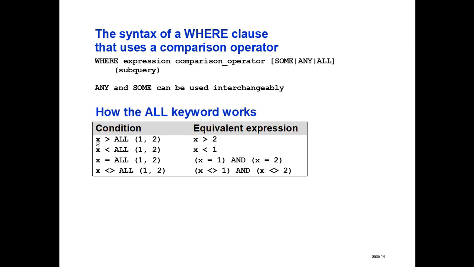So if my expression is X and my comparison operator is greater than, and we use the keyword ALL, and then you have a list of values that your subquery returns, this is going to be equivalent to saying X is greater than 2. Because X has to be greater than all of them, it's going to take the maximum in this list, and 2 is the maximum. So this is equivalent to X is greater than 2. Likewise here, since we're doing less than, I'm going to take the lowest number. This is equivalent to X is less than 1.